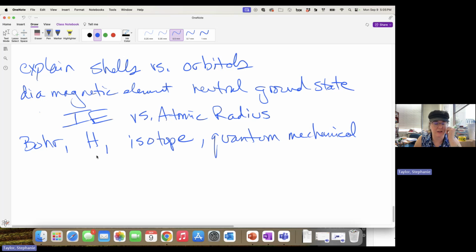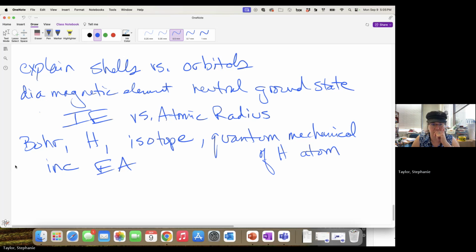I tried really hard. What came after isotope? Isotopes, increasing electron affinity. Got it. Okay. And the quantum mechanical model of the hydrogen atom. Yeah. And could you explain molar mass conversions, not conversations?